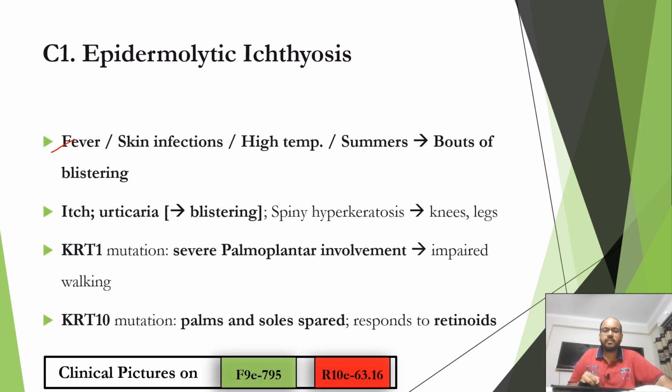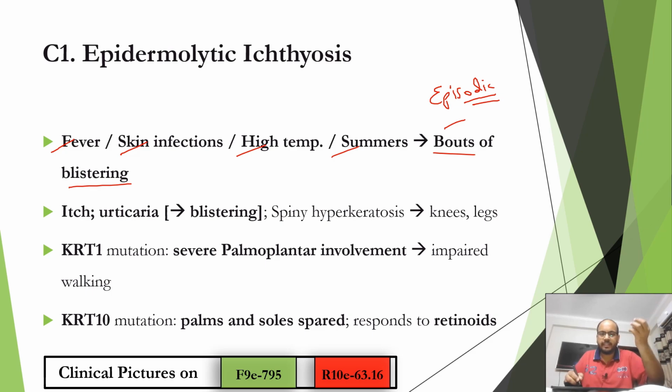Now, disorders like fever, skin infections, high temperature, or summers can lead to bouts of blistering. And what are bouts? These are episodic blistering. The child is doing somewhat all right. There is just majorly hyperkeratosis, but during fevers, blistering starts. And these bouts are because of fever, infections, high temperature, etc. Itching is there, even urticarial lesions can be there, and these urticarial lesions may also blister. Spiny, spine-like hyperkeratosis can be seen over knees and legs.